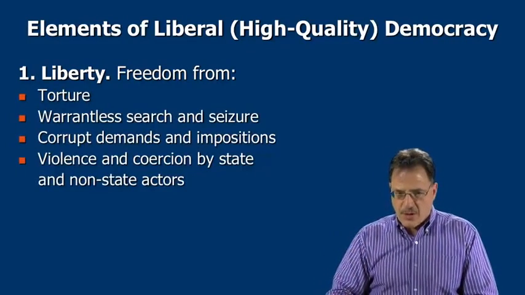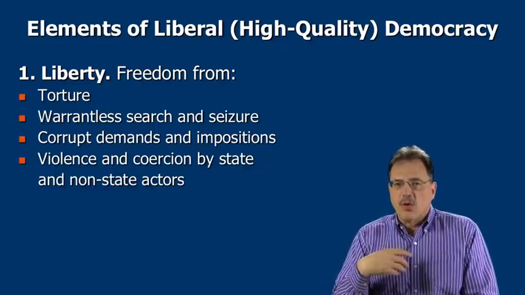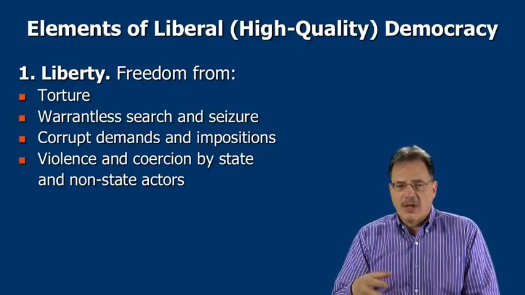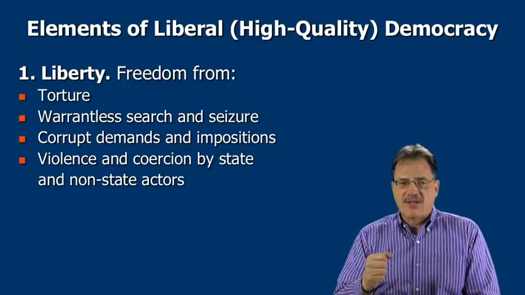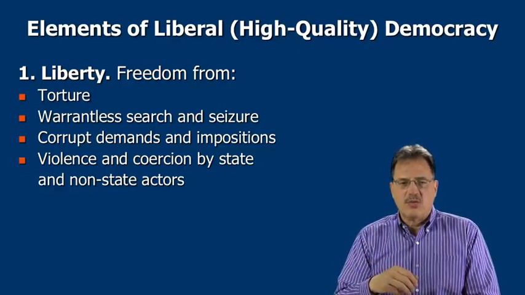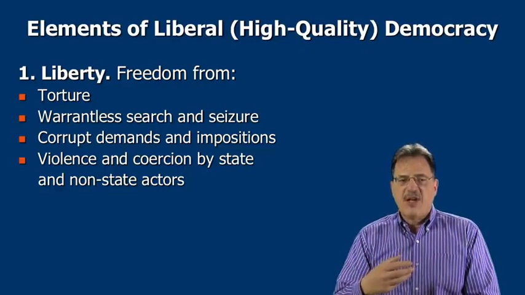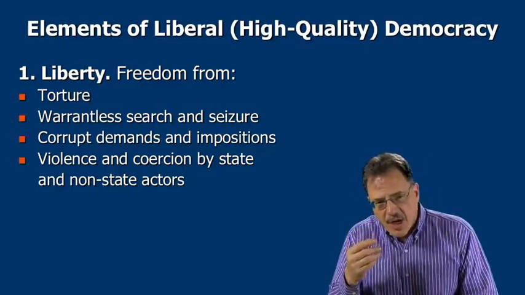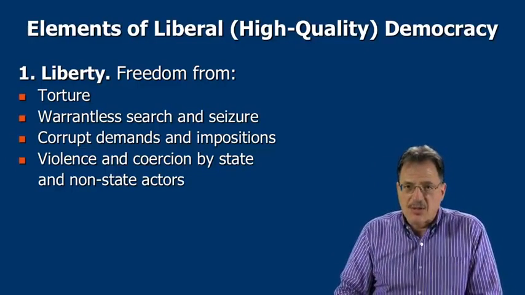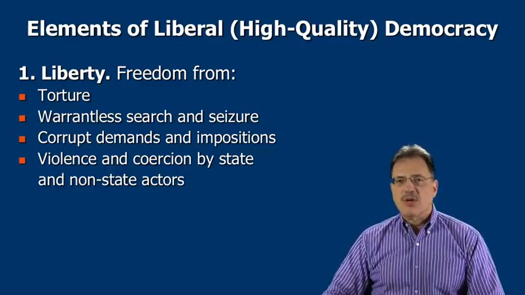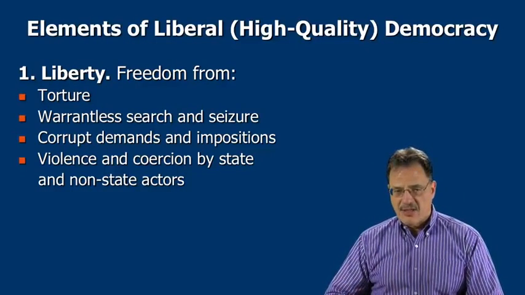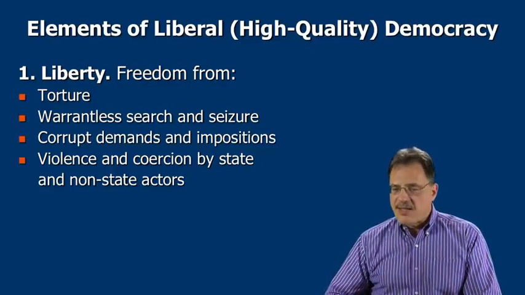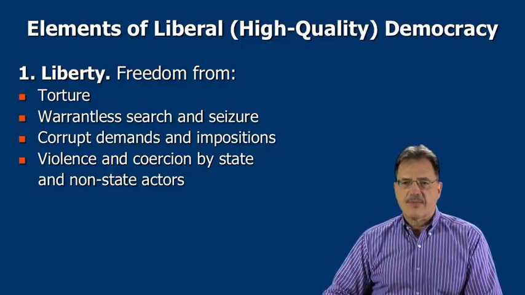Freedom from torture. The right of individuals to be secure in their homes from warrantless search and seizure. The right of individuals to have access to justice, as I'll explain under the rule of law concept, through due process. Freedom from imposition of corrupt demands by state officials who are not responsible under the law. Freedom from violence and intimidation by state and non-state actors.